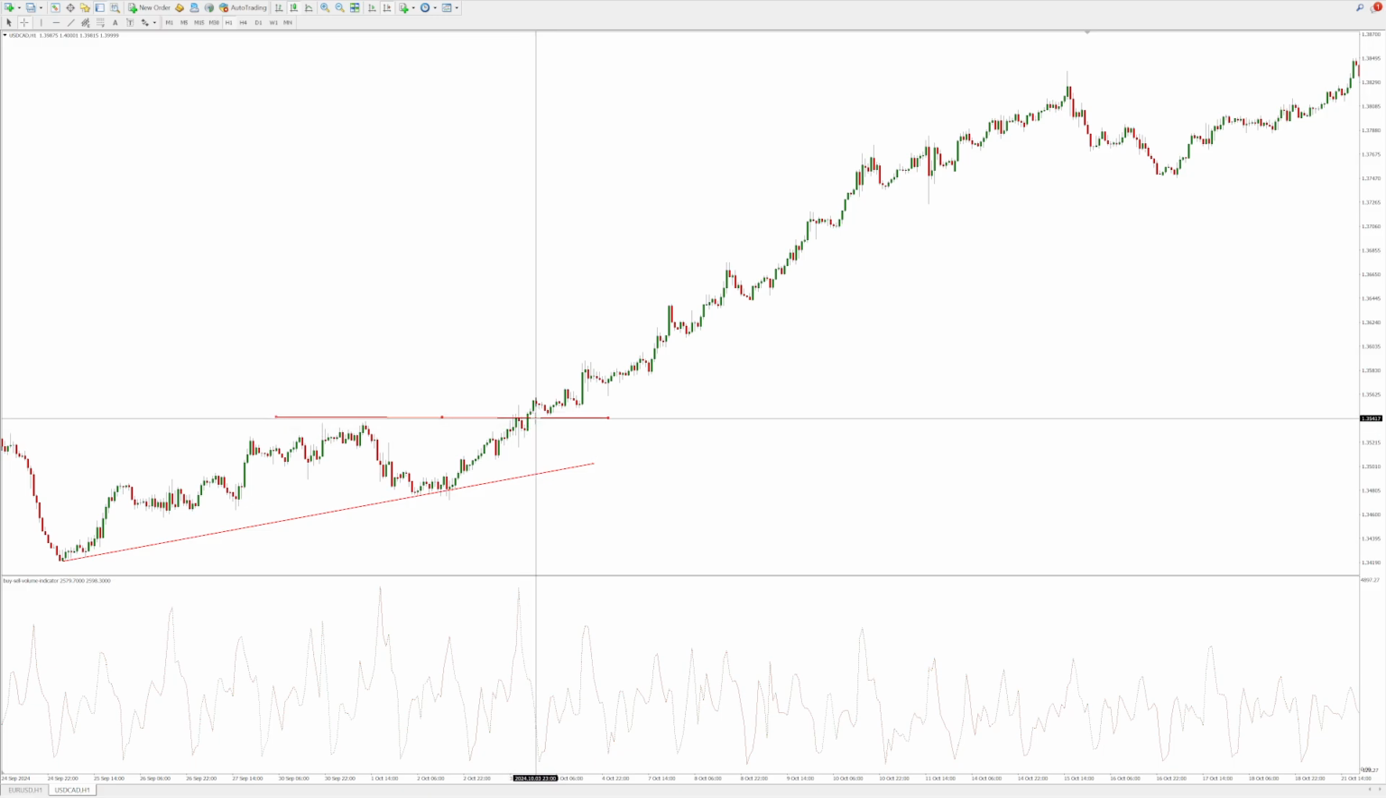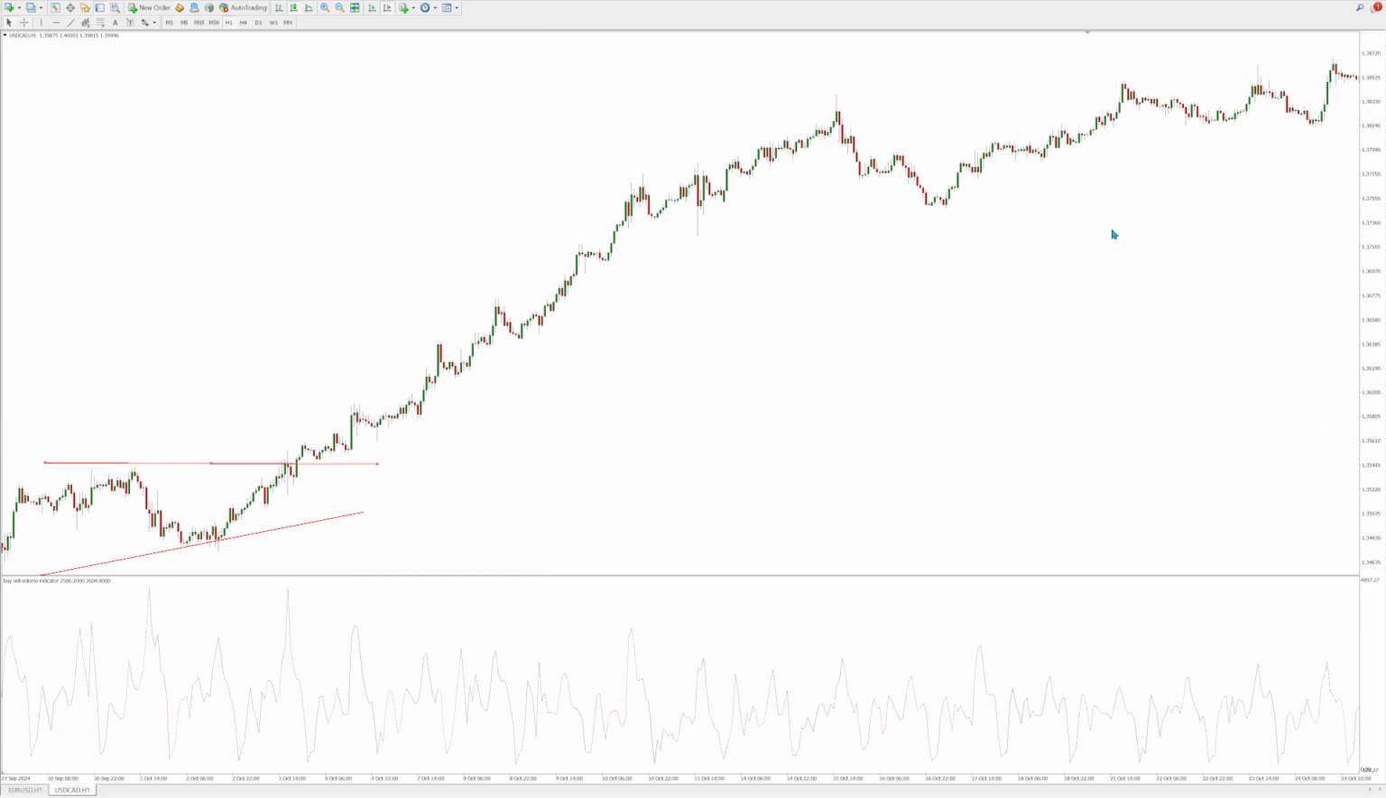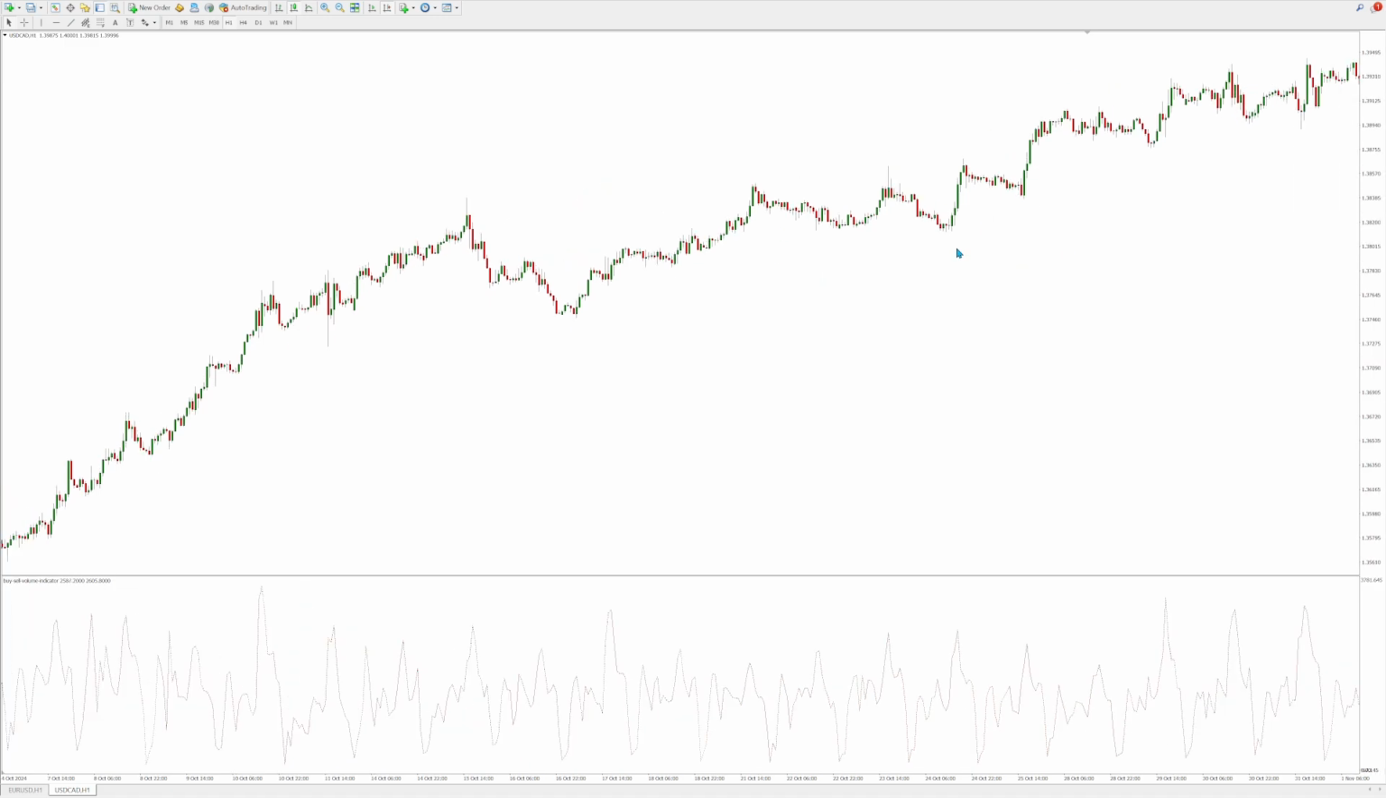In this instance, I would have placed the stop loss just below this low here, so you're looking between 10 and 15 pips, which again is relatively tight for the 1 hour chart time frame. Profit potential of over 300 pips. Well, and the rest.